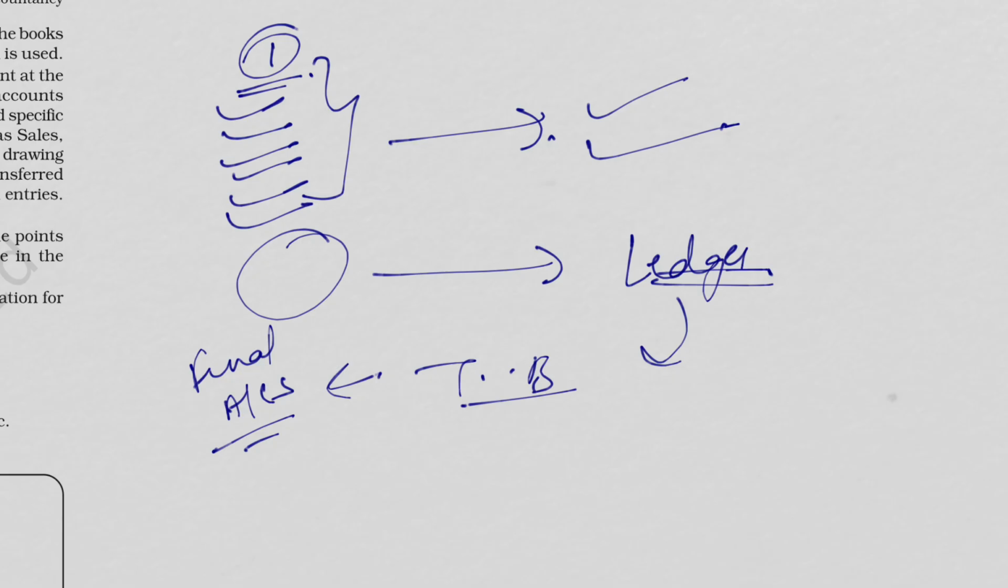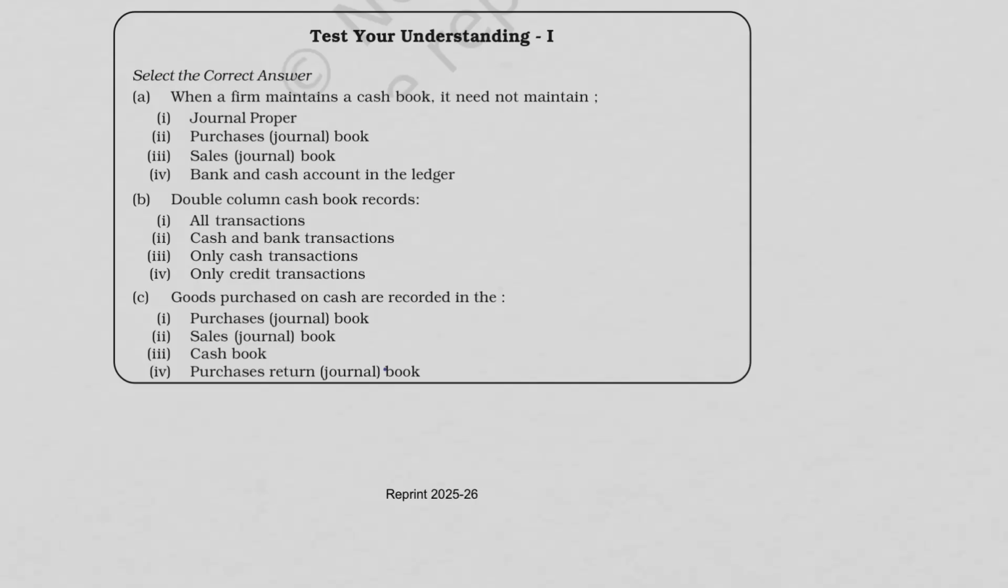So at this stage you have understood that it is used for transactions not covered by any other subsidiary books. It follows the same format as journal and it ensures completeness of accounting records. Now let's discuss these questions. When a firm maintains a cash book, it does not maintain: options are journal proper, purchase journal book, sales journal book, bank and cash account in the ledger. Answer is fourth option, bank and cash account in ledger.